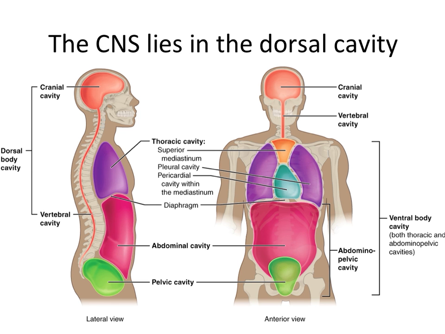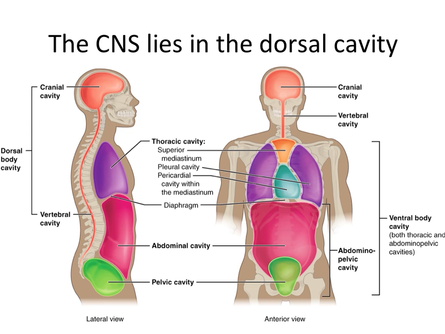Alrighty, ladies and gents, let's talk about the central nervous system. First thing you need to know about the central nervous system is that it lies in the dorsal cavity of the body. So we have two cavities of the body. We have a ventral and a dorsal.